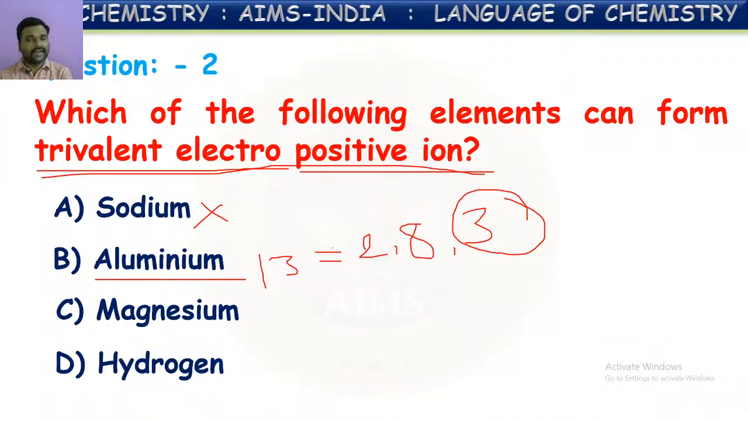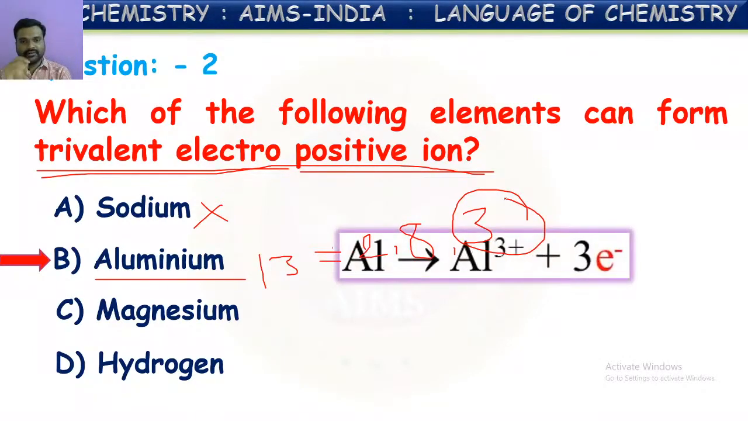Magnesium can form a divalent electropositive ion as its atomic number is 12. It has only 2 valence electrons. And hydrogen, as in the examples you have seen, can form a monovalent electropositive ion. So the correct answer here is B, many of you gave the correct answer. Here they have shown aluminium can form an Al3+ ion by losing 3 electrons. That is correct.